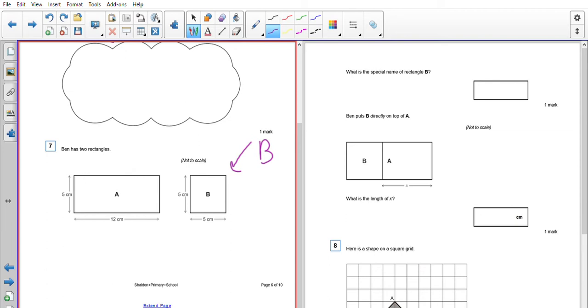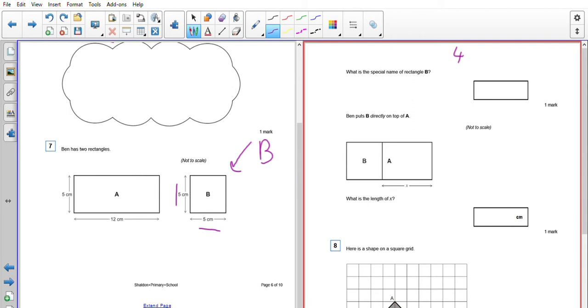Well, if these sides are the same length, that means that all the sides are the same length. A quadrilateral, which is a four-sided shape with all sides the same length, is going to be called a square. Okay, a square is a special type of rectangle.